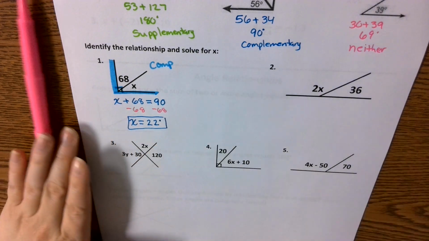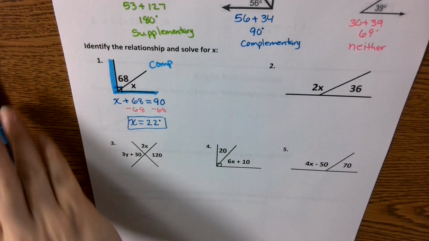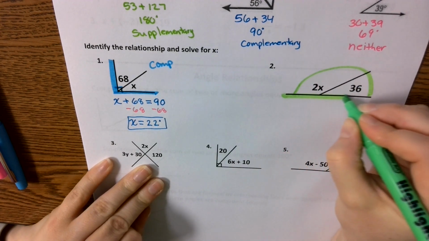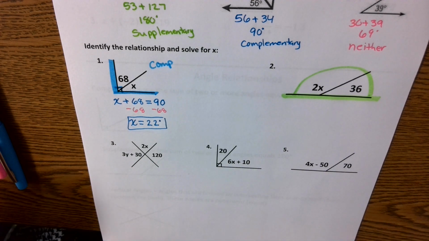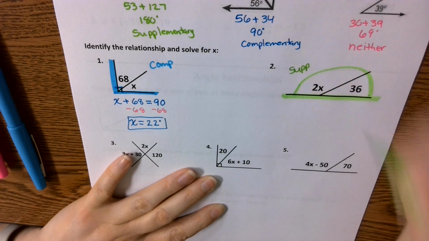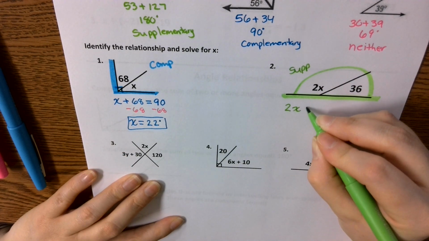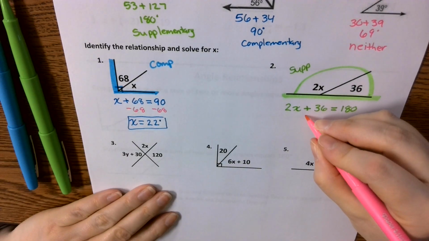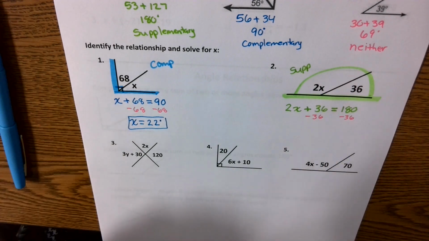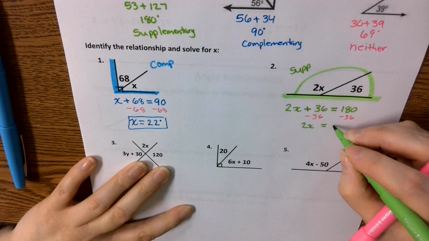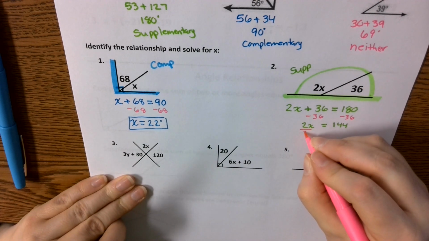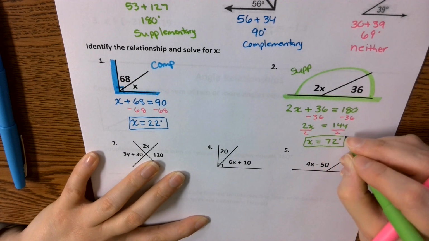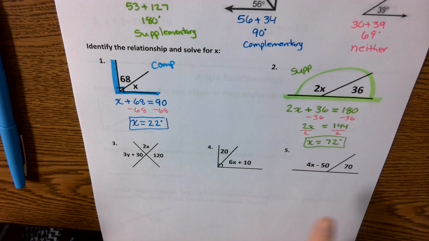Okay, if it happened to be a supplementary pair, like problem number 2, problem number 2 is a supplementary pair because, again, when I'm putting these measurements together, they are forming a straight line. If it forms a straight line, then we are dealing with a supplementary angle relationship. So that means I can take 2x, add it with 36, and that should equal 180 degrees. And then I would go ahead and solve. I would subtract 36 from both sides. That leaves me with 2x is now equal to 144. And then I would divide both sides by 2 and find that x is going to be equal to 72 degrees.